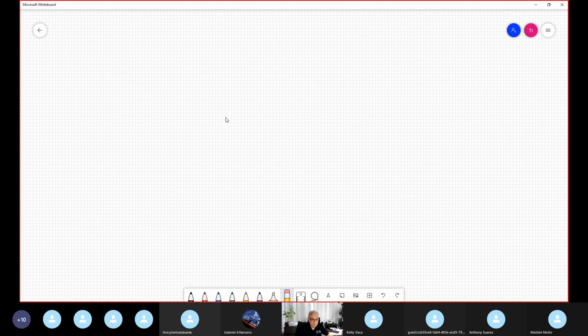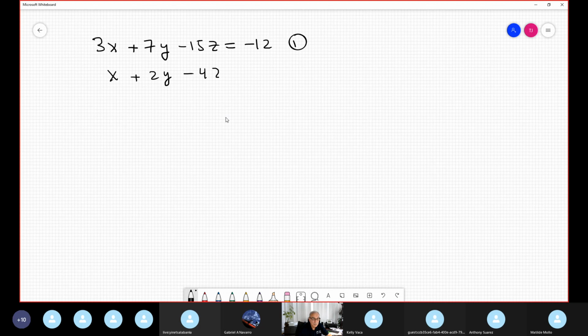Suppose that system. 3x plus 7y minus 15z equals negative 12. This is my equation 1. Equation 2: x plus 2y minus 4z equals negative 3. Equation 3: negative 4x minus 6y plus 15z equals 16.